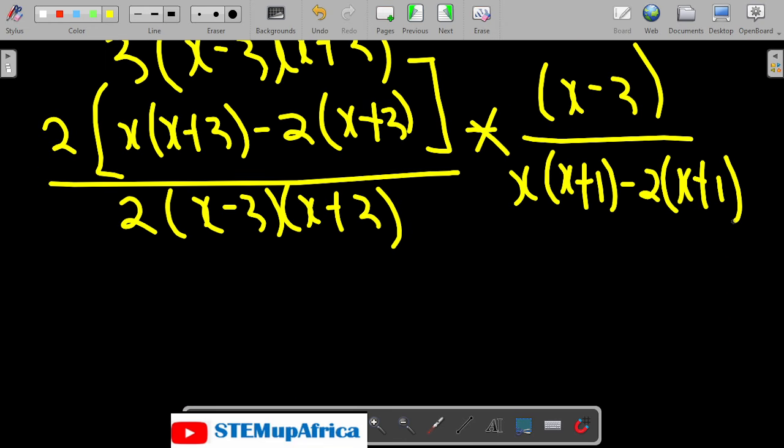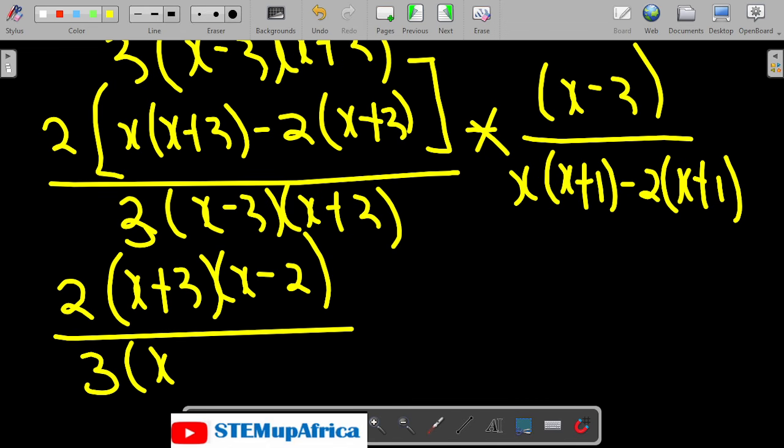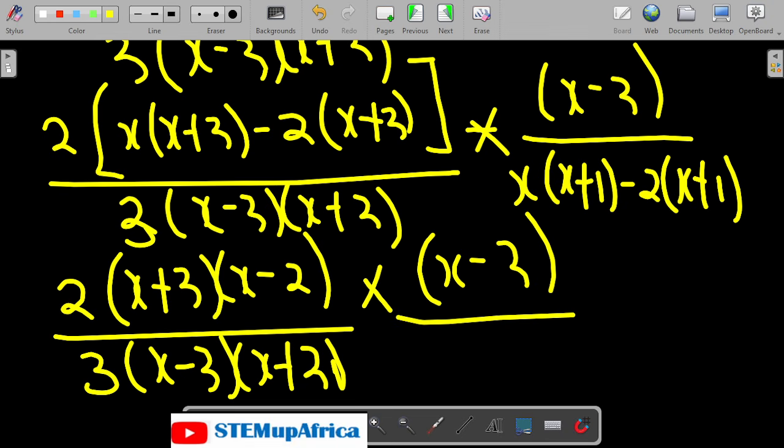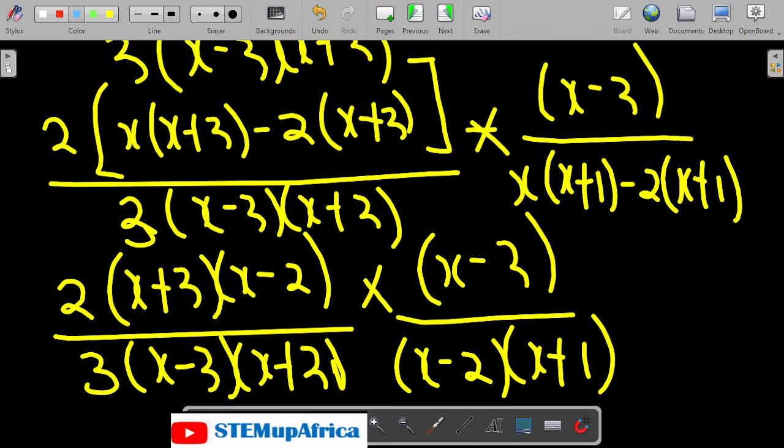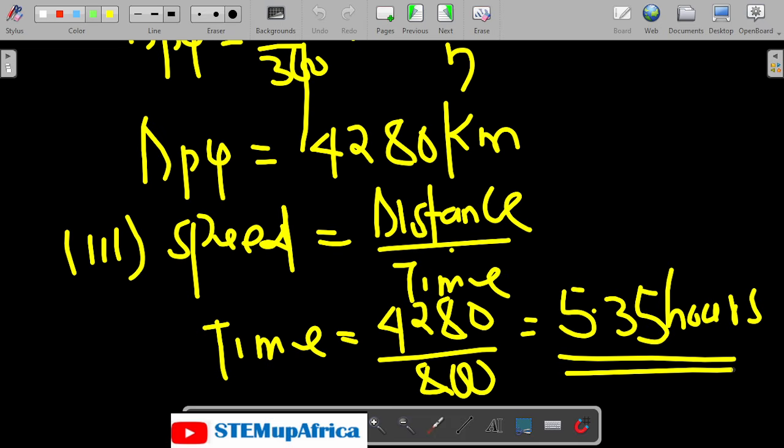So if I simplify from here by taking the bracket as well, I'm having 2 into s plus 3 s minus 2 over s3, not 2, 3 into s minus 3 s plus 3 times x minus 3. Here becomes x minus 2 s plus 1. I will strike out those I can. S minus 3 will cancel, s plus 3 will cancel, s minus 3 will cancel, x minus 2. So I'm left with the numerator is just 2 over 3 into x plus 1. So this is the solution to 7b.